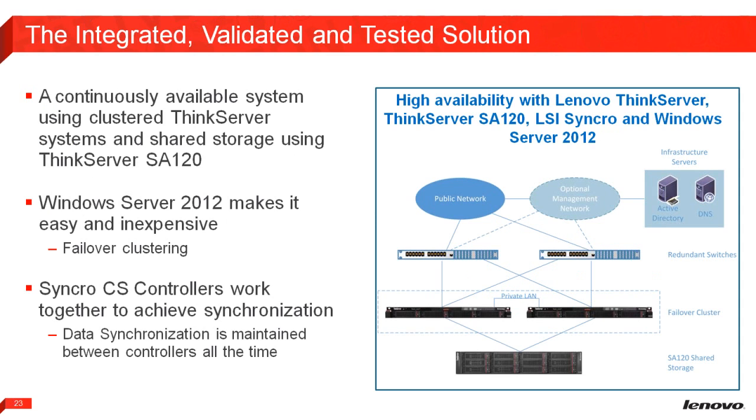So the solution that we put together, this is kind of a network diagram of the solution. Basically, 2 Think servers connected to one SA120, leveraging Windows Server 2012 in each of the servers, and what we're calling the Synchro CS controller. These are LSI Synchro controllers. Each one sits in each of the servers and manages the failover capability, and also gives you hardware RAID in the process. So it's a validated solution. We've tested it in multiple configurations. We've got a white paper on this that Kathy can provide.